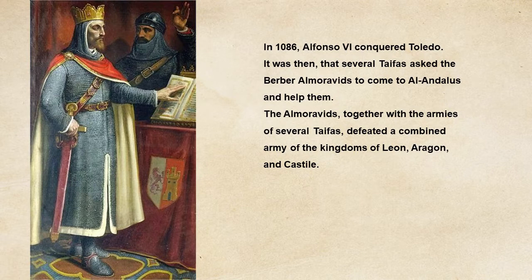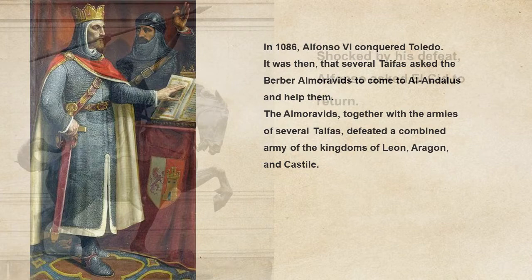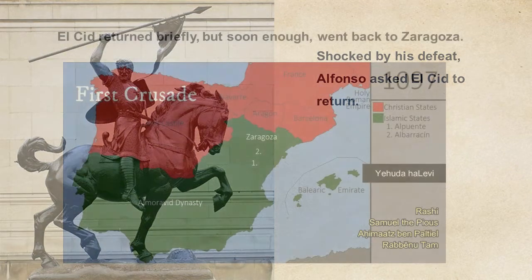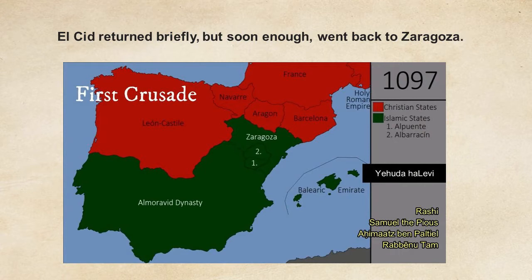So the Almoravids, successfully, together with the armies of the Taifas, defeated a huge combined army of the kingdoms of Leon and Aragon and Castile. They thought they'd smash the Almoravids. The Almoravids beat them, and Alfonso VI is shocked. And he asks El Cid to return. Could you please help me again? You don't have to be in exile anymore. El Cid briefly returns, but soon enough he doesn't like it. He's too independent by now, and he goes back to Saragossa.